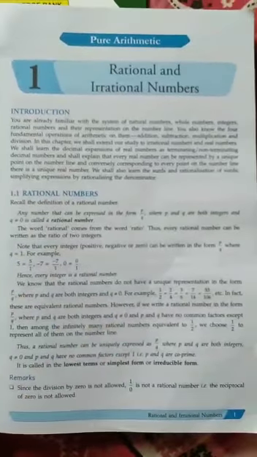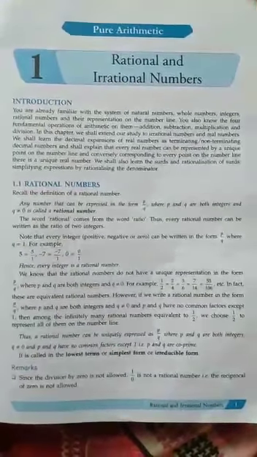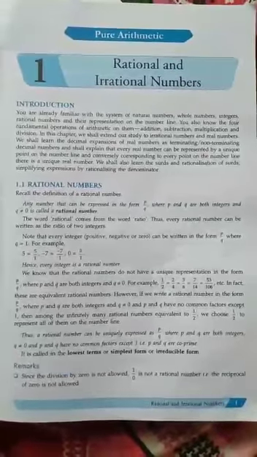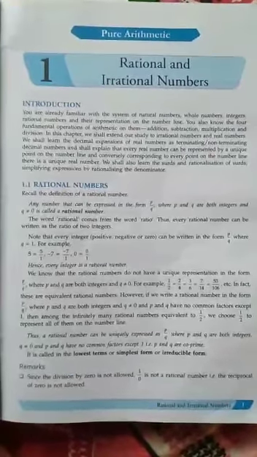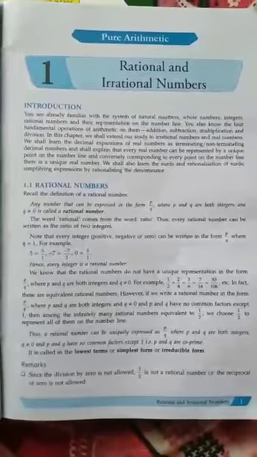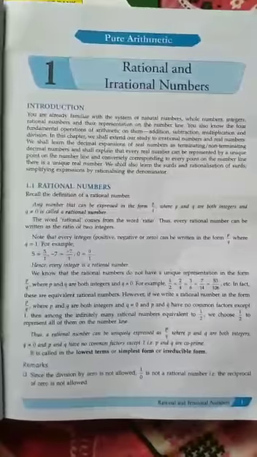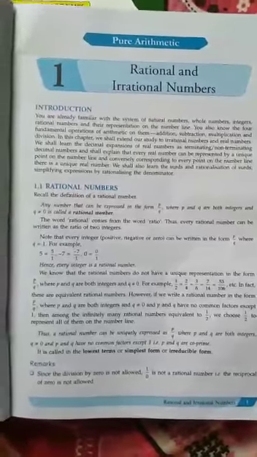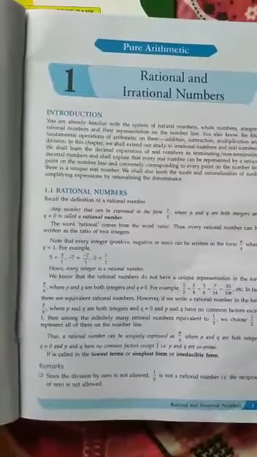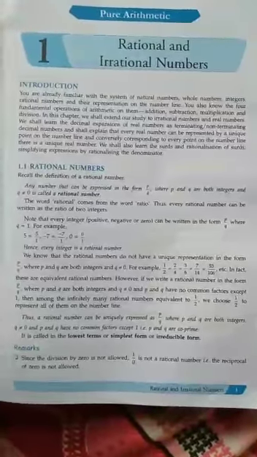Before discussing this chapter, we need to know about the number system. So what is the number system actually? We all know what is a real number, what is a rational number, what is an irrational number, what is a whole number, what are integers. We all know that. So now we will start from rational numbers. What is a rational number?